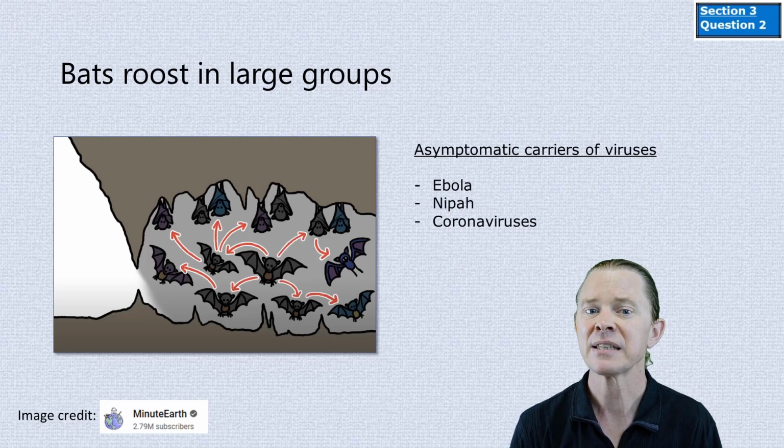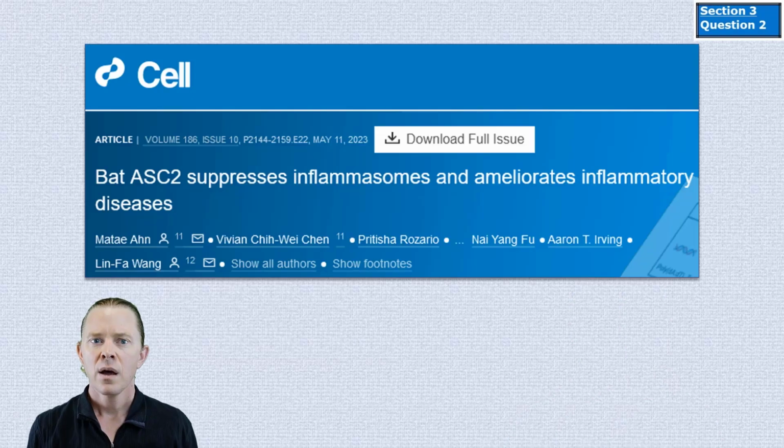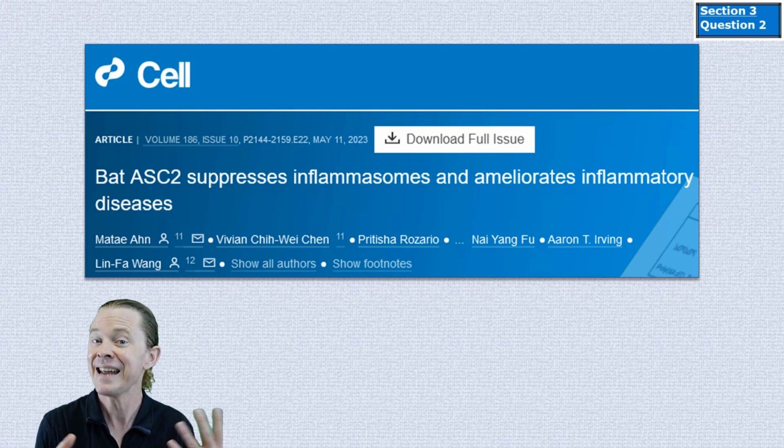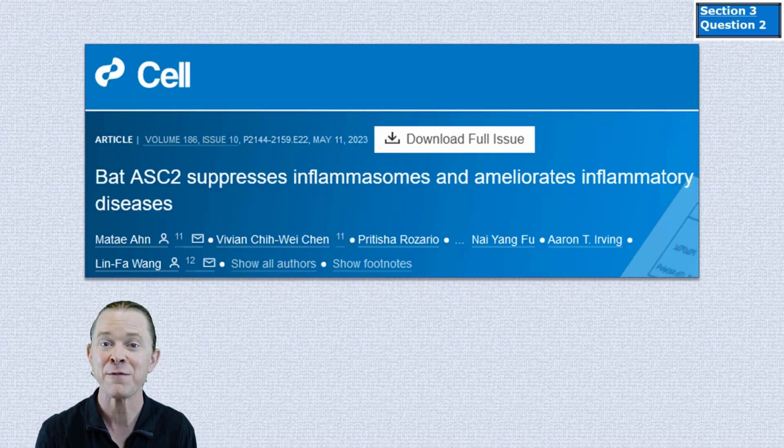A team of scientists now think they know the reason for both of these incredible traits. In an article published in Cell in 2023, researchers identified the protein BAT-ASC2 as a key regulator of the bat immune system. To be more specific, it's a negative regulator of the inflammasome.